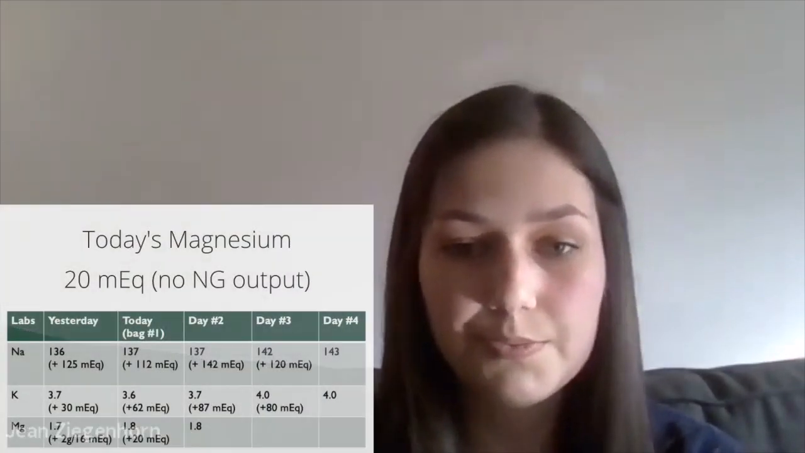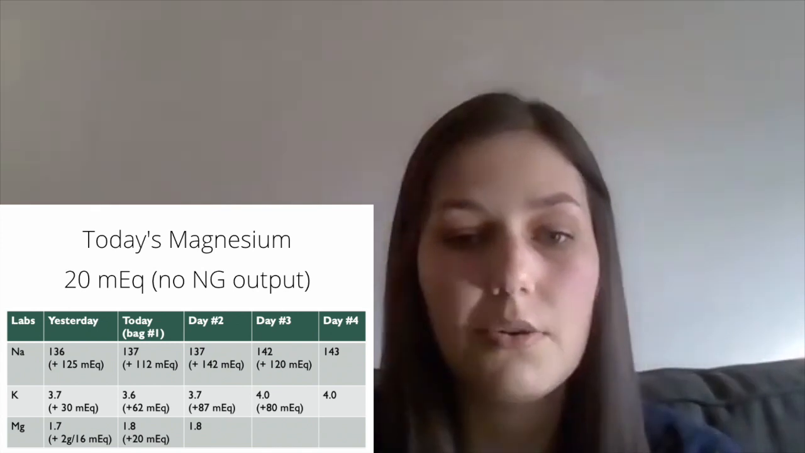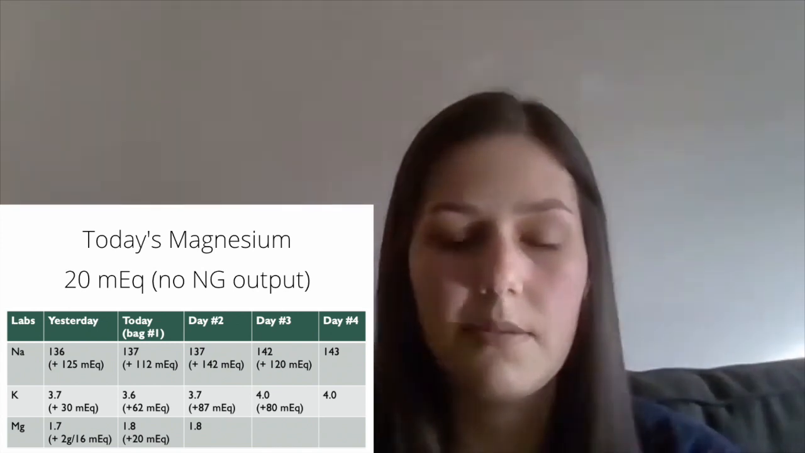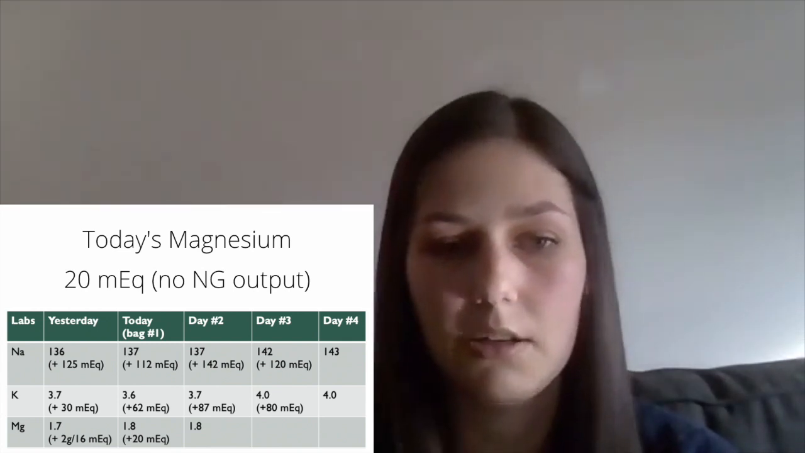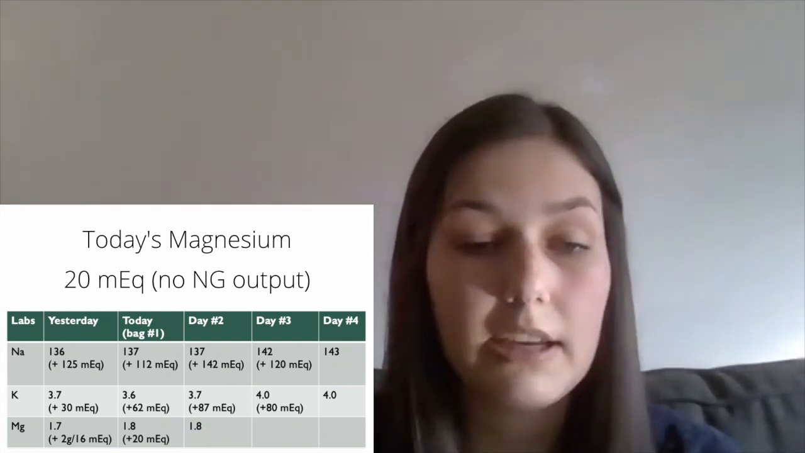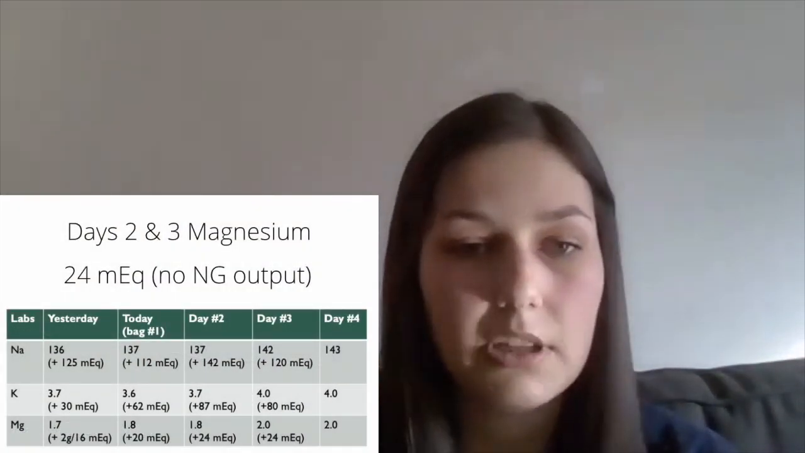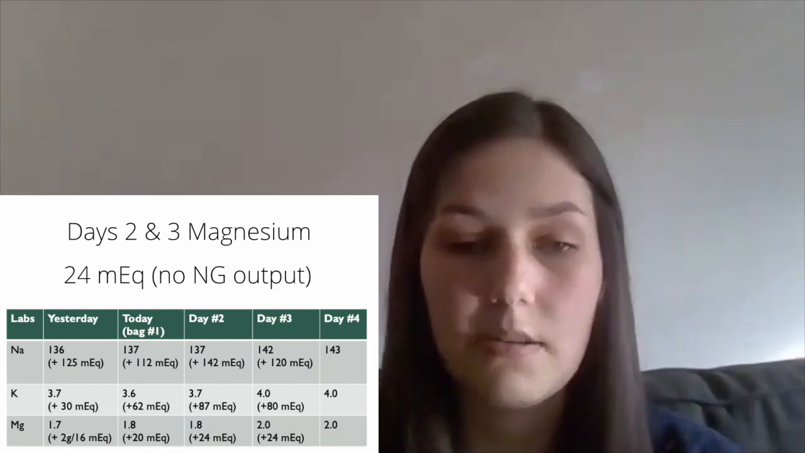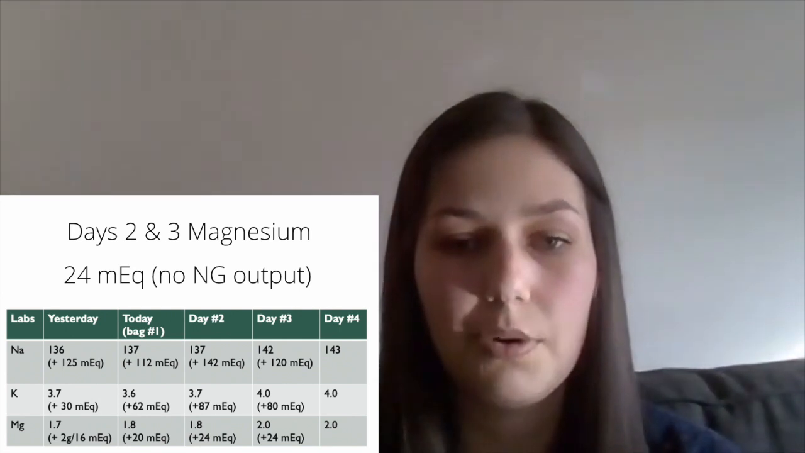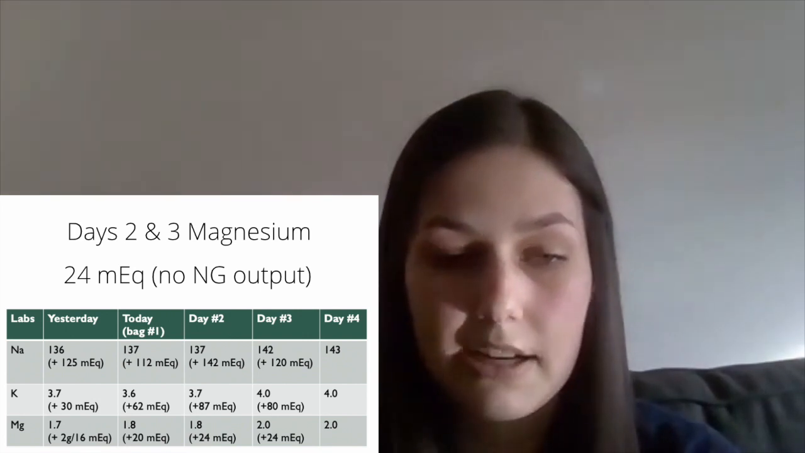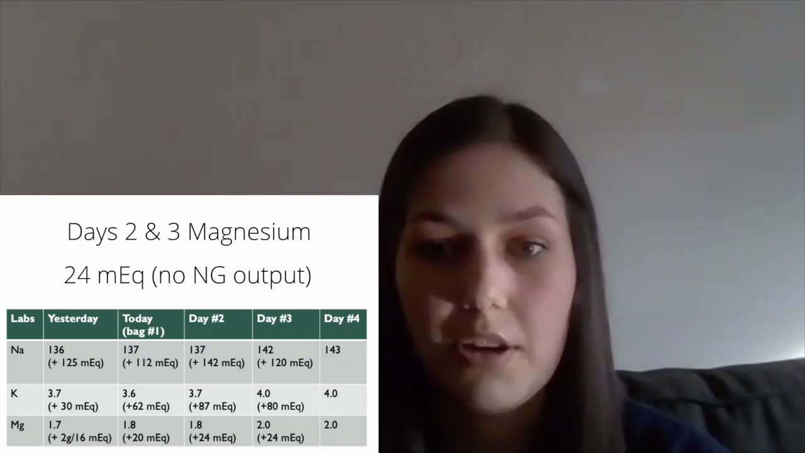On day number 2, the magnesium comes back at 1.8. In most situations, an ideal serum magnesium is around 2.0, so we want to bump that number up a little bit. We increase the magnesium in bag number 2 of the TPN to 24 milliequivalents, and the next day, the serum magnesium is 2.0. So we decide to keep the magnesium at 24 since it seems we've identified his baseline needs, and the next day, the magnesium comes back at 2.0.